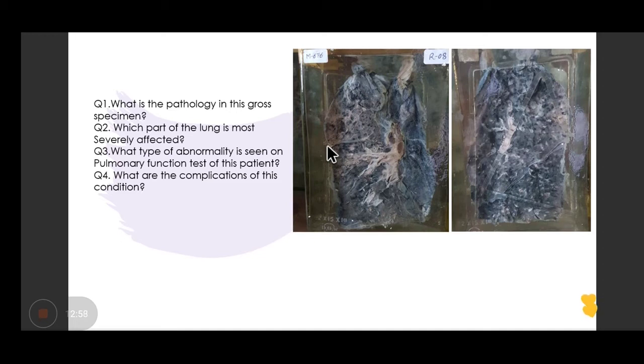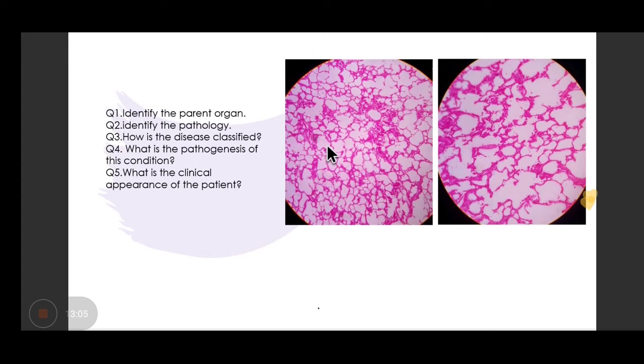Now, microscopy of emphysema is shown in your class, but it's not asked in the exam. So I'll just briefly go over that. So in emphysema, you will find dilated alveoli. All these are dilated and broken alveolar septa and dilated alveoli. And the pink thing which you find, these all are inflammatory exudate. Okay. So parent organ identified as lung, pathology, emphysema.